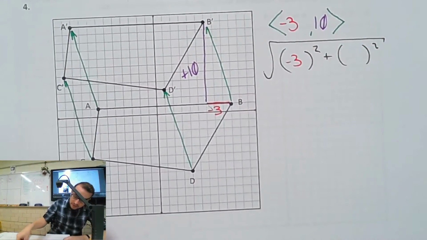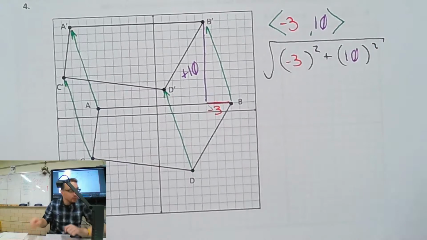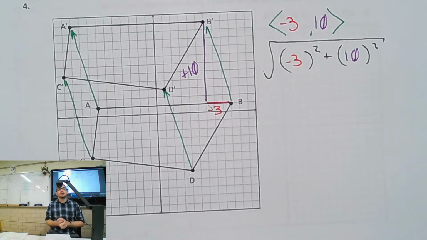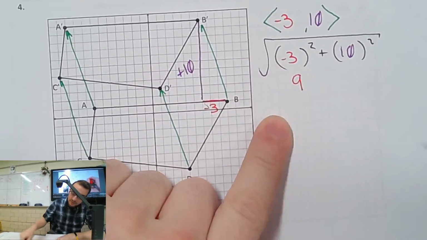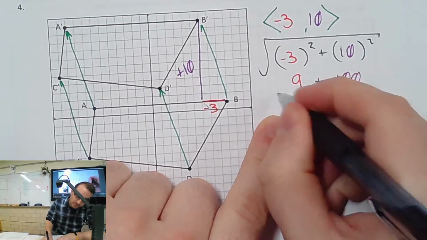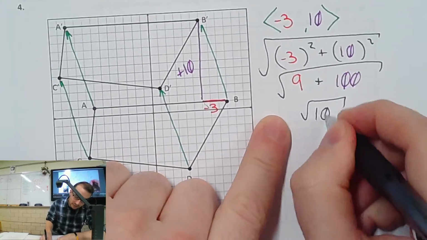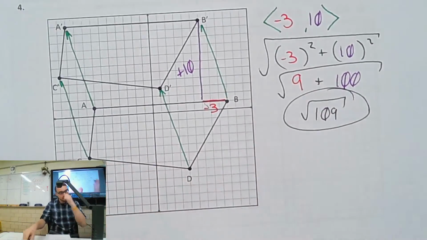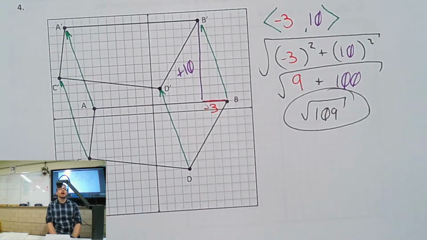Negative 3 squared plus 10 squared. Again, whenever we square something, it's going to come out positive, because when you multiply a negative times itself, you get a positive. When you multiply a positive times itself, you get a positive. So negative 3 squared is going to be 9, and 10 squared is hundo. And we get root 109. Root 109 approximately is a little bit more than 10, right? Because root 100 is 10. So root 109 is just a little bit more.